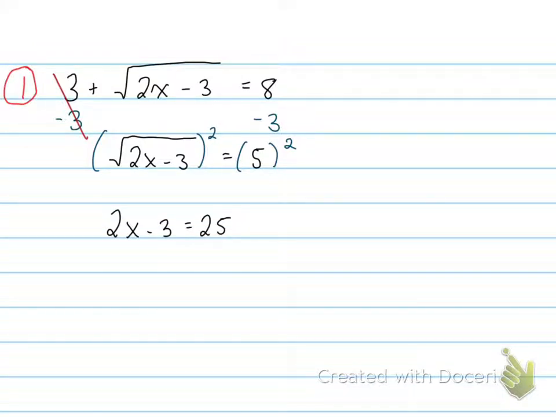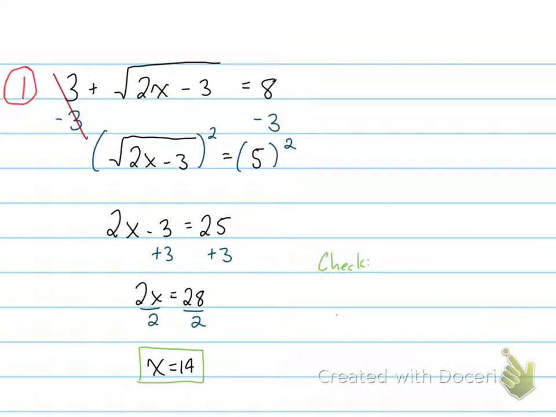Now I have a simple algebra 1 equation. I just get x by itself, and I'm done. Especially now that we're starting to work with radicals and roots, you're always going to want to be in the habit of checking your equations in case you have an extraneous solution. So here I'm going to plug 14 back into my original equation, and I will see that if I plug that into my calculator, 3 plus the square root of 2 times 14 minus 3 will in fact give me 8. So I'm good to go there.